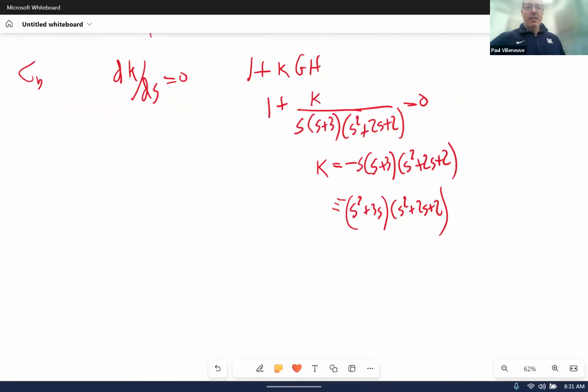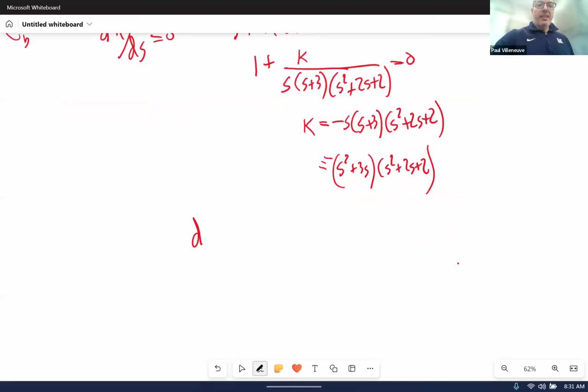So now I'm going to take the derivative, dK with respect to S, is going to be equal to the derivative. The nice thing is there's no denominator, right? In the numerator, it's just the quotient rule. So the derivative of negative S squared plus 3S is 2S plus 3. Then what do I do now? What's my next step?